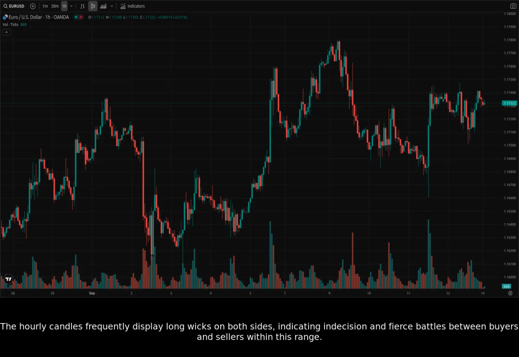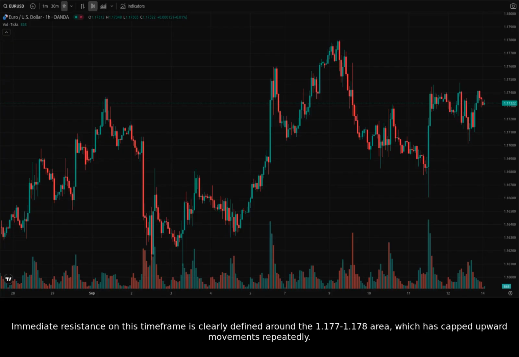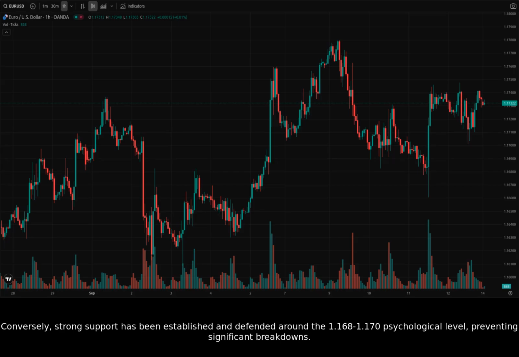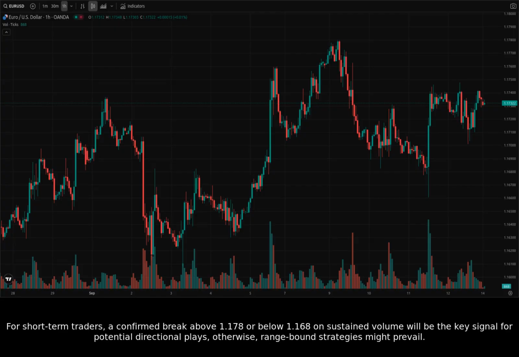this range. Immediate resistance on this time frame is clearly defined around the 1.177 to 1.178 area, which has capped upward movements repeatedly. Conversely, strong support has been established and defended around the 1.168 to 1.170 psychological level, preventing significant breakdowns. For short-term traders, a confirmed break above 1.178 or below 1.168 on sustained volume will be the key signal for potential directional plays. Otherwise, range-bound strategies might prevail.